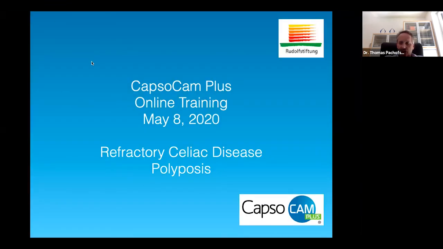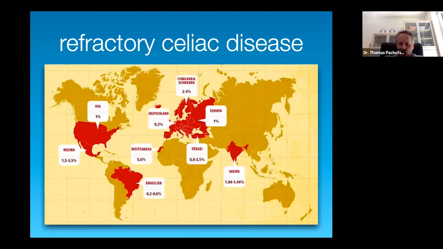And we go on with the refractory celiac disease and the polyposis. And in Austria, we don't perform so much capsule endoscopy for celiac disease, but even in Italy, there is a much bigger number. But you can see, if you look at the map, you can see a lot of countries where it is. We have in the US and Mexico a risk up from 1 to 3.5% per 100,000 people. Brazil, a big hotspot. India and Europe at all.